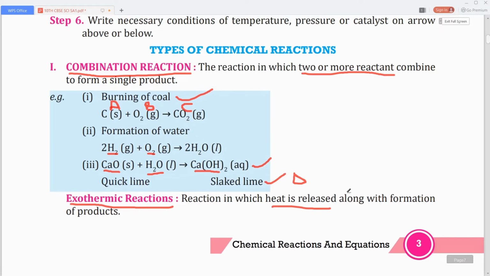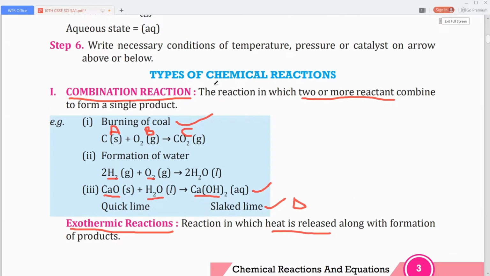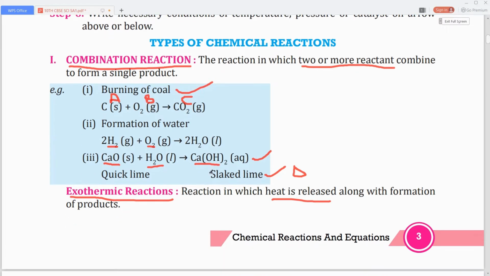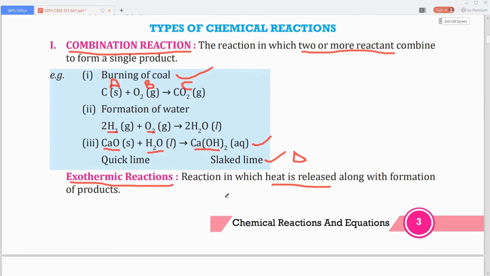So again we discuss the combination reaction. We repeat it: two or more reactants combine to form a single product. We can say that A plus B gives C. So there are three examples of it. As we know, when lime is added to water it releases heat, so exothermic reaction is also necessary to understand. An exothermic reaction is a reaction in which heat is released.